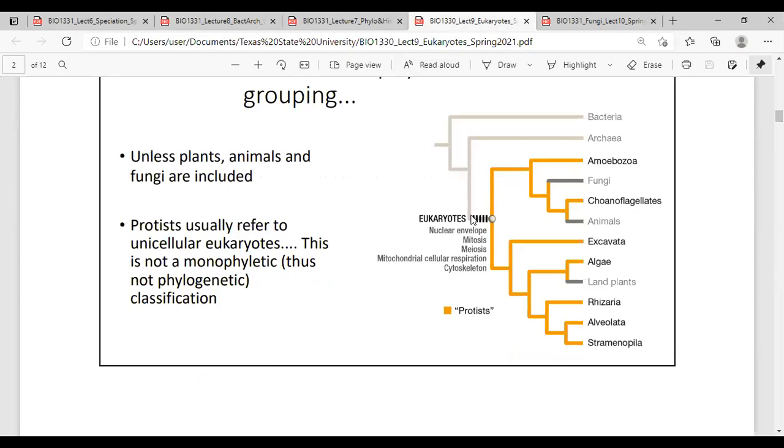If you look here, the difference is we, eukaryotes, have this nuclear envelope. They do mitosis, they do meiosis, they have mitochondrial cellular respiration, and they have a cytoskeleton. Archaea doesn't have any of those synapomorphies. They don't have the nuclear envelope or anything. So that's a good thing to know. They differ from us, but they're still our sister taxa to an extent.